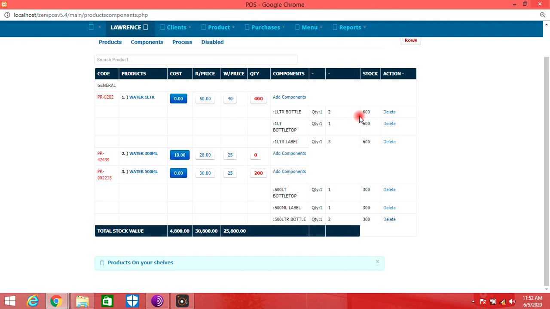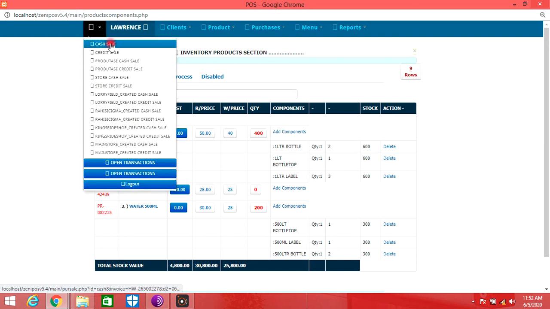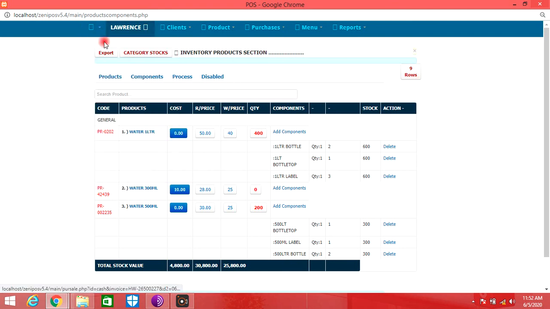Be able to get a clear picture of this. Now the balance stock of these is 600, because we purchased 1,000, then we packaged 400, and the remaining is 600. So to make a sale, let's come to this. We have cash sale and credit sale. The rest are stores. You can have multiple stores, maybe in Nairobi, Kisumu, Mombasa, so that you are able to manage your sales.